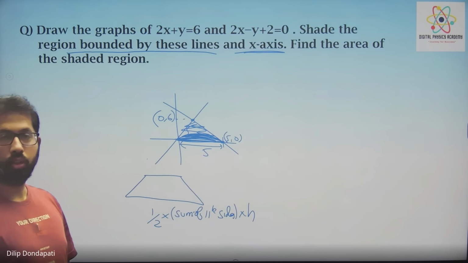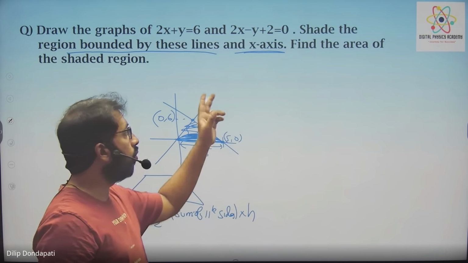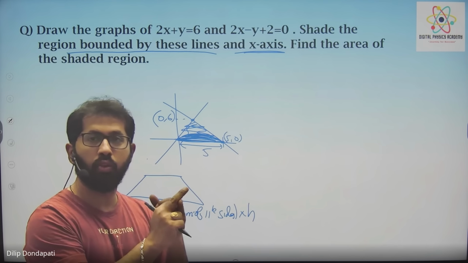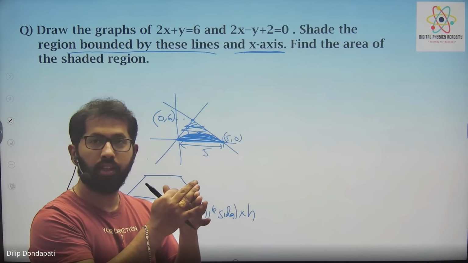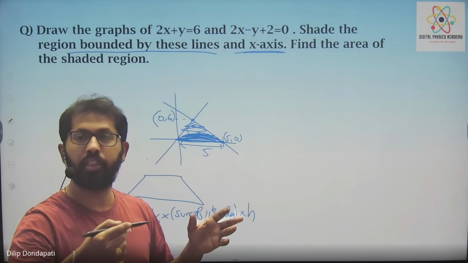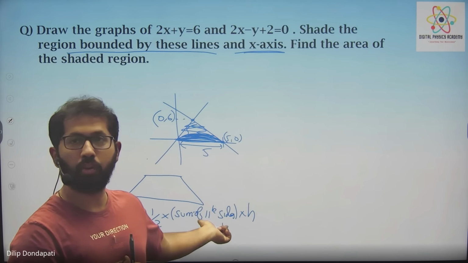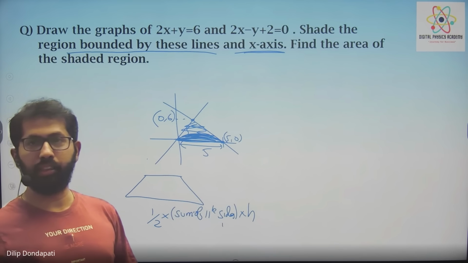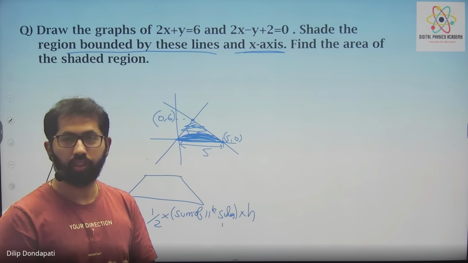He cannot give only 2 equations. It can give 3 or 4 equations also. In one graph we have to draw 3 or 4 lines, and we have to find if the shape is a trapezium. When you get the shaded region as a trapezium, by using this formula we have to find the area. Like these questions they can ask in the exam, a 4 mark question.